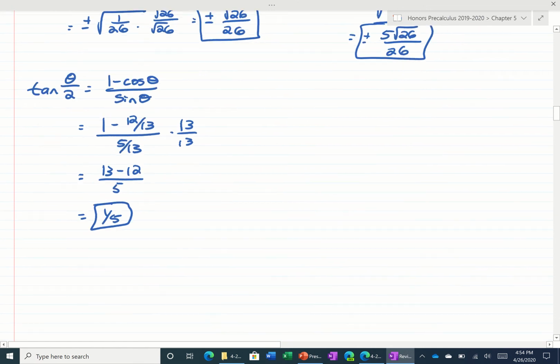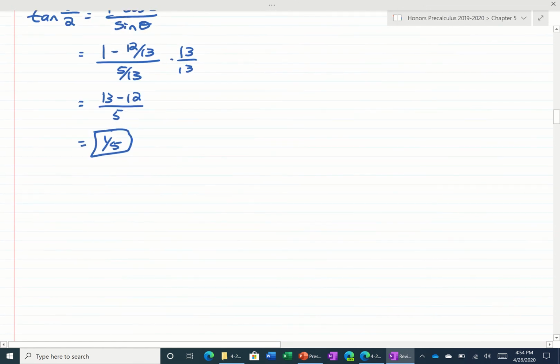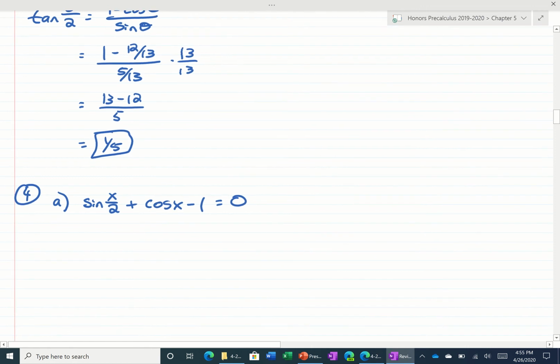All right, so now let's go to number 4. So for problem number 4, the first one, it says sine of x over 2 plus the cosine of x minus 1 is equal to 0. So let's make that substitution. Sine of x over 2, let's see, what is that? Sine of x over 2. It's going to be plus or minus the square root of 1 minus the cosine of x over 2. In order to get rid of this, we should bring these other two terms on the other side.